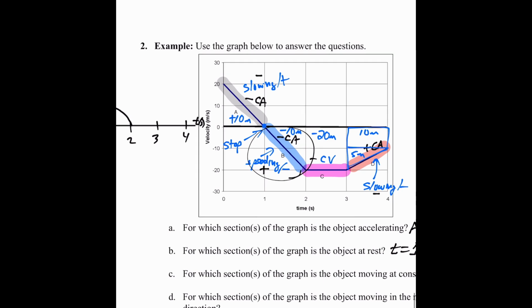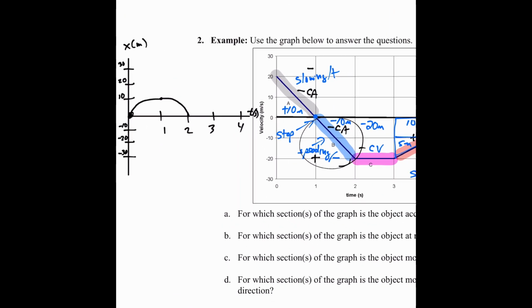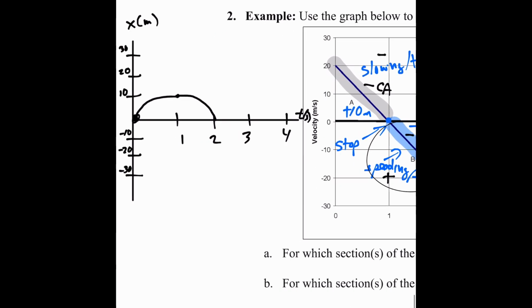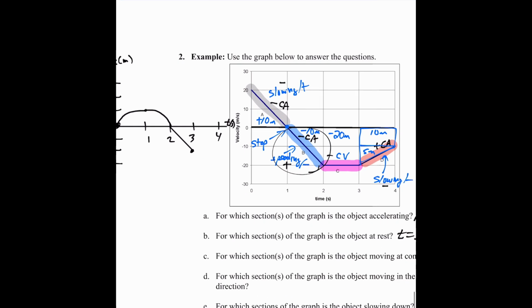Our next area is negative 20, and it's a constant velocity, so we're going to do a straight line to negative 20. So make a dot at negative 20, and to get there, we did a straight line. That's the constant velocity.